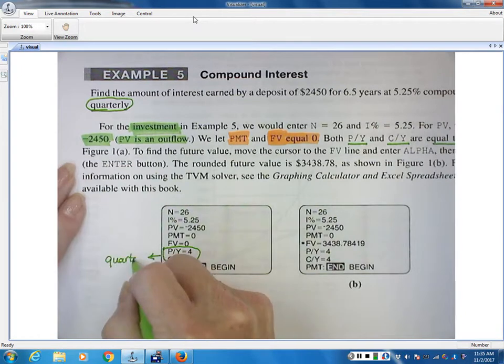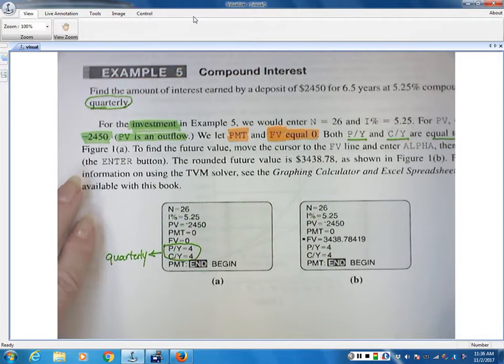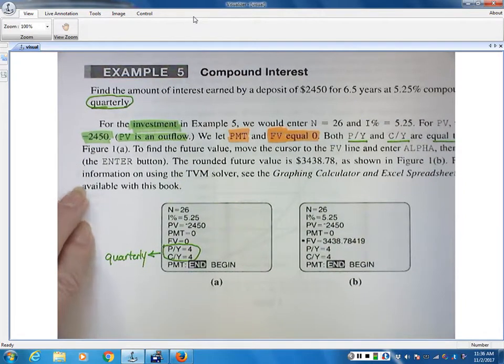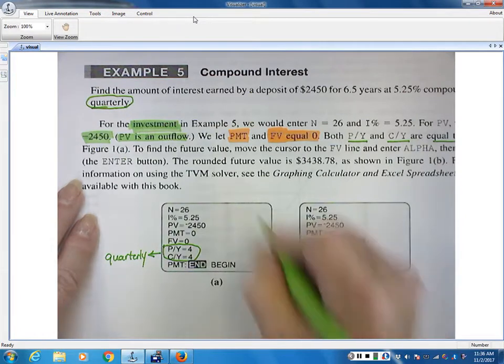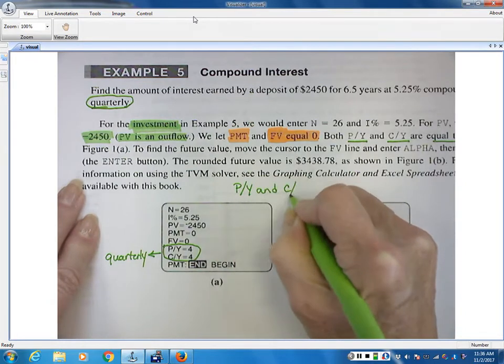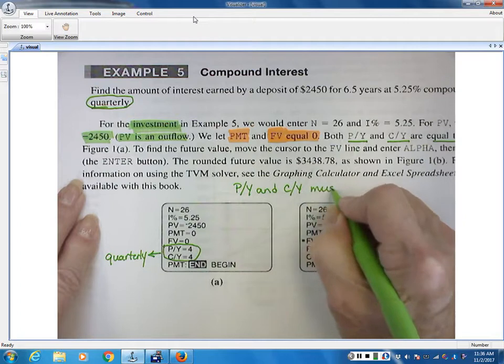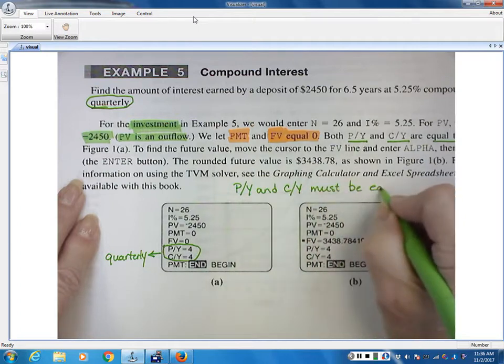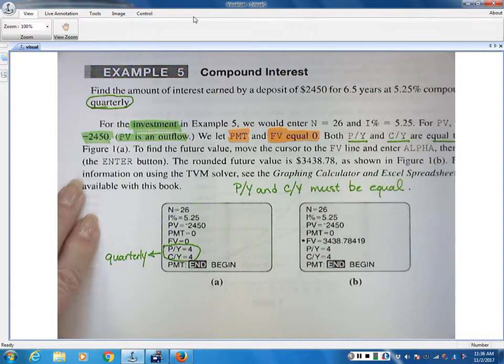Are your payments and your compoundings per year always going to be the same? They always have to be the same. They always have to equal each other. And your calculator is really helpful about that, because when you put in P/Y, it automatically puts that same number in C/Y. So it's not going to let you mess up. If you try to change it, it's going to change it back.